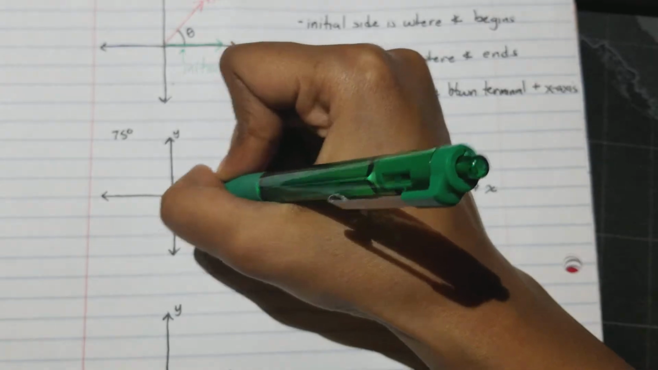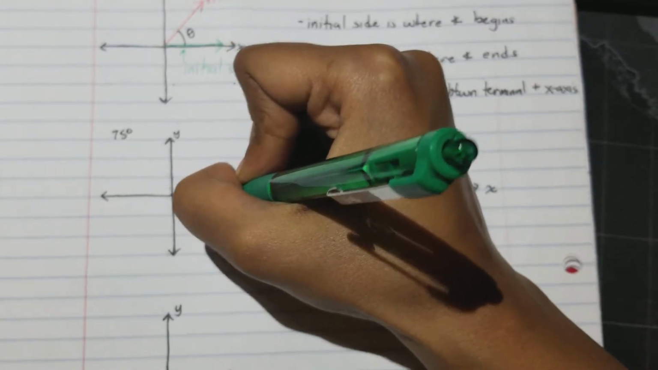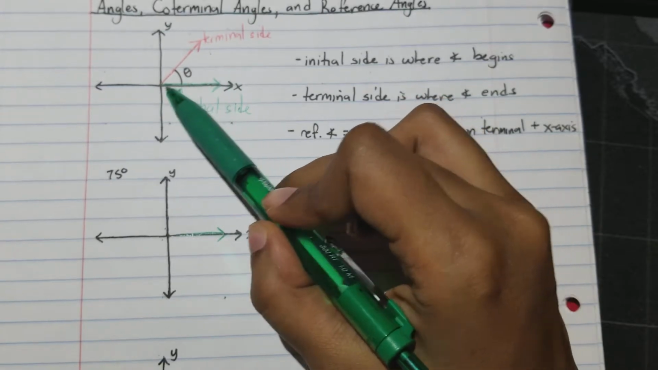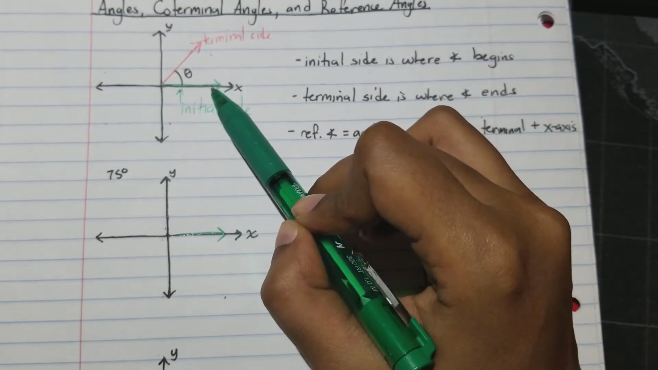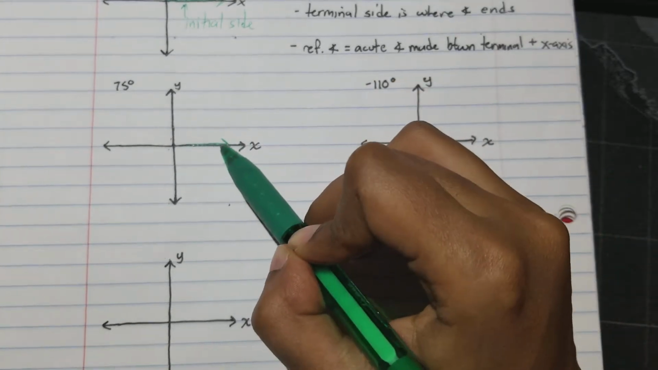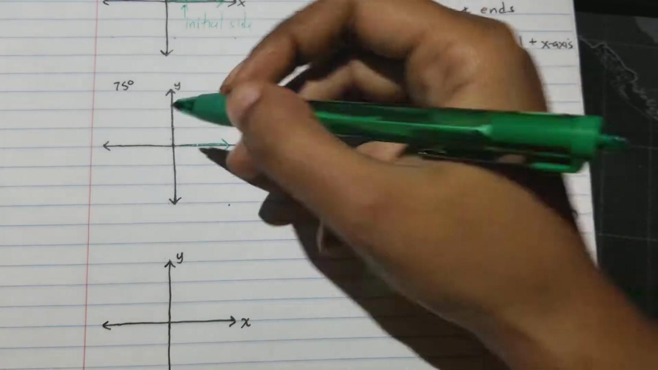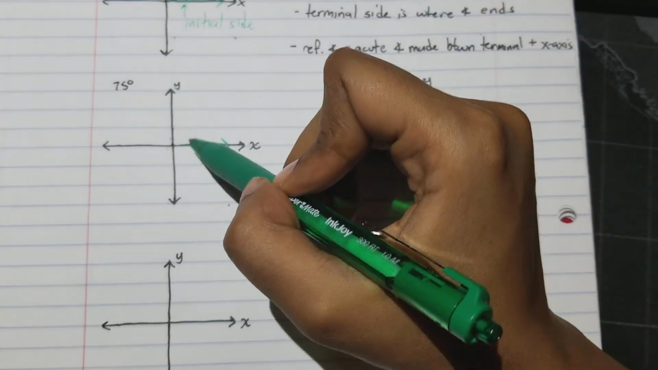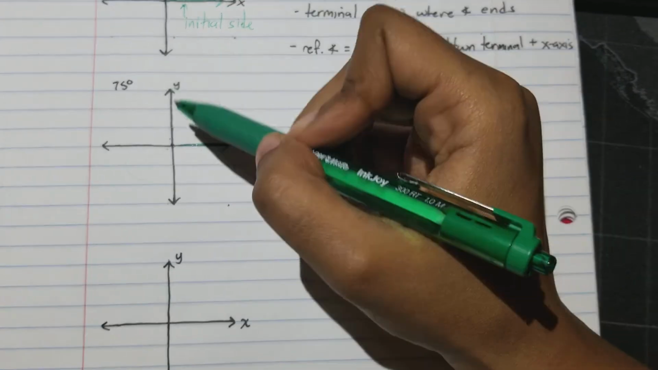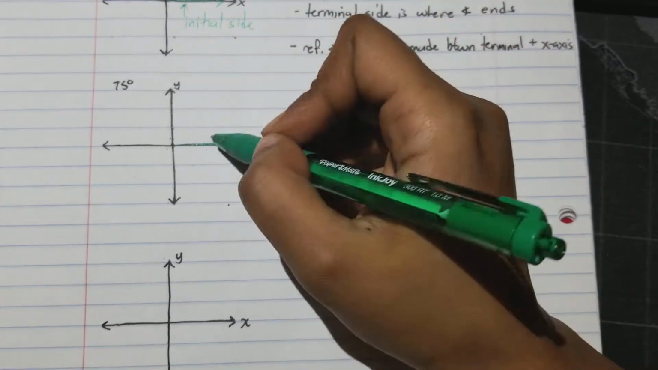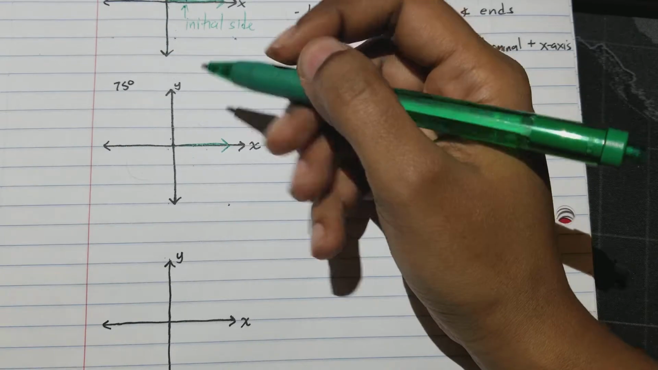If we're going to draw our initial side, this is called the standard position, meaning the initial side starts on the positive x-axis and the terminal side ends anywhere else. So we're going to start off in our standard position where the initial side is on the positive x, and 75 degrees needs to be in one of these quadrants. Now a full circle is 360, and because we have 4 quadrants, if we divide 360 by 4, each quadrant should measure up to 90 degrees.